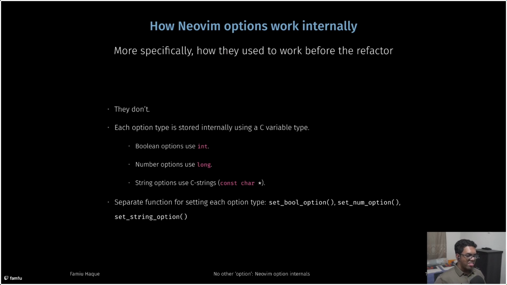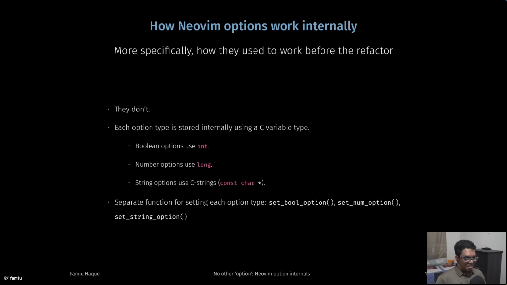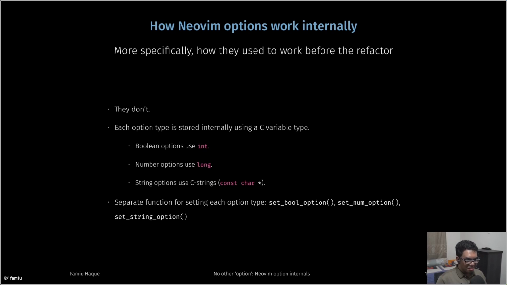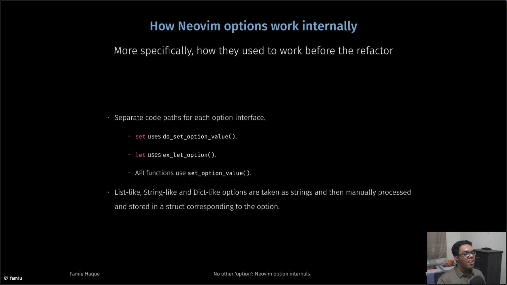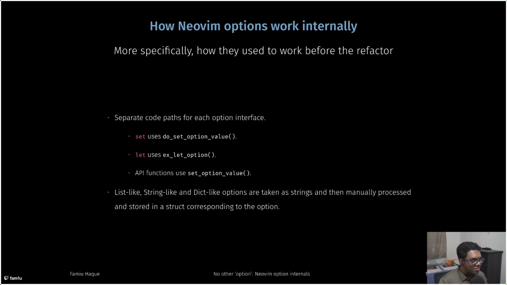And lastly, we have a separate function for setting each option type. Set bool option, set num option, set string option. These three, one for each type. You should understand what this does because we have three types, so we should have three functions. Everyone loves code duplication, right? Everyone wants more of it, right?